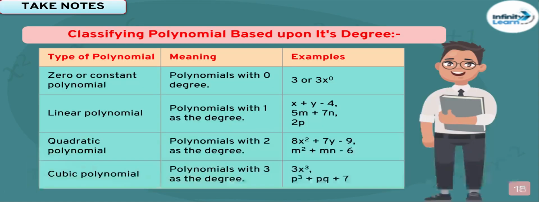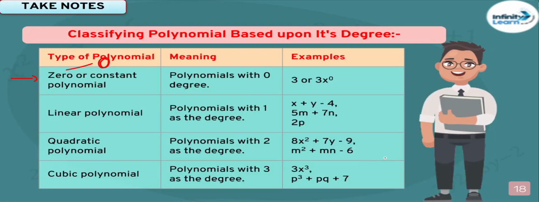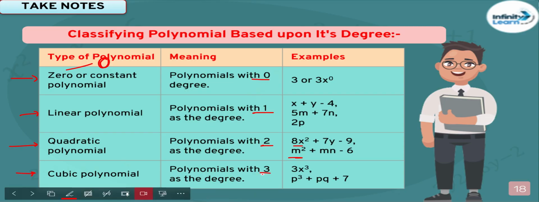Clear? So a quick revision of what you have studied. Zero polynomial, constant polynomial. The polynomial with zero degree is known as constant polynomial. Zero is known as zero polynomial. Linear polynomial: a polynomial in which the highest power of variable is 1. Quadratic polynomial: the highest power of variable is 2. Cubic polynomial: the highest power of variable is 3. Zero polynomial means the number 0 is known as zero polynomial. Okay.